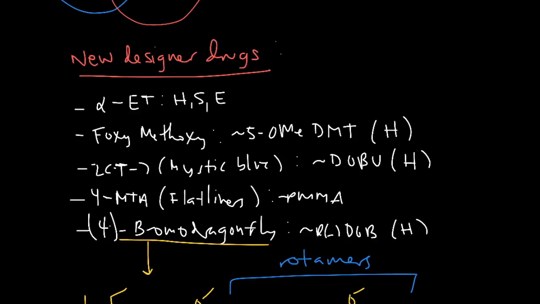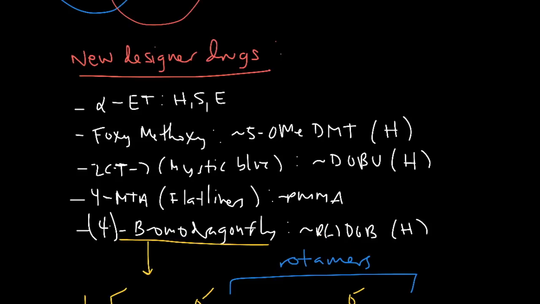Foxy methoxy is a hallucinogen related to the 5-O-methyl group. Oh, that's funny. Methoxy, because here's your methoxy group. That's a hallucinogen. Foxy, because you get really foxy when you take this. 2CT7, Mystic Blue, is similar to DOBU. It's a hallucinogen. 4MTA, Flatline or Flatliners. Has anyone seen the movie Flatliners? Is it any good? I don't feel like it was good. It's similar to PMMA, which is an empathogen. 4-Bromo-Dragonfly, or Fly, is similar to R-DOB, and it's a hallucinogen.